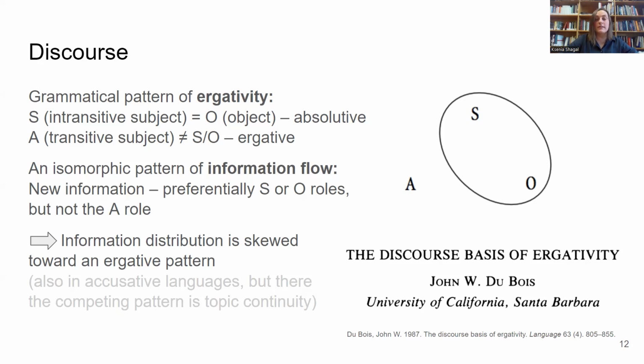Interestingly, Dubois has shown that not only in grammatically ergative languages is this information distribution pattern like that, but also in accusative languages. But the reason why in accusative languages the grammatical system alignment is accusative is that there is a competing pattern, and that is topic continuity. So subjects tend to be topics and the other way around. So we usually encode what we are talking about as subjects. This is a reason to lump the subjects together, and that would be nominative versus accusative. But nevertheless, the proposed explanation for ergativity as a grammatical phenomenon is in discourse.